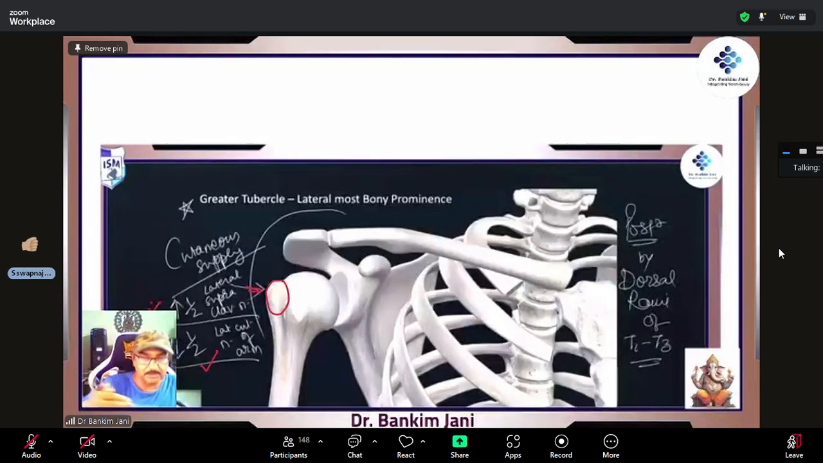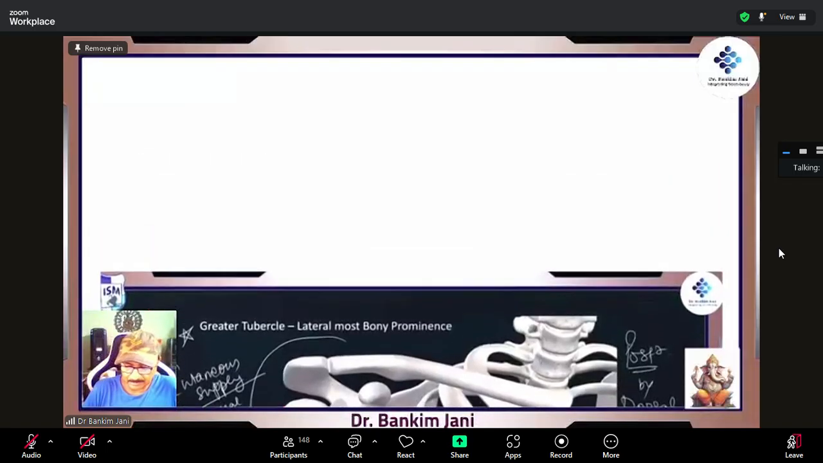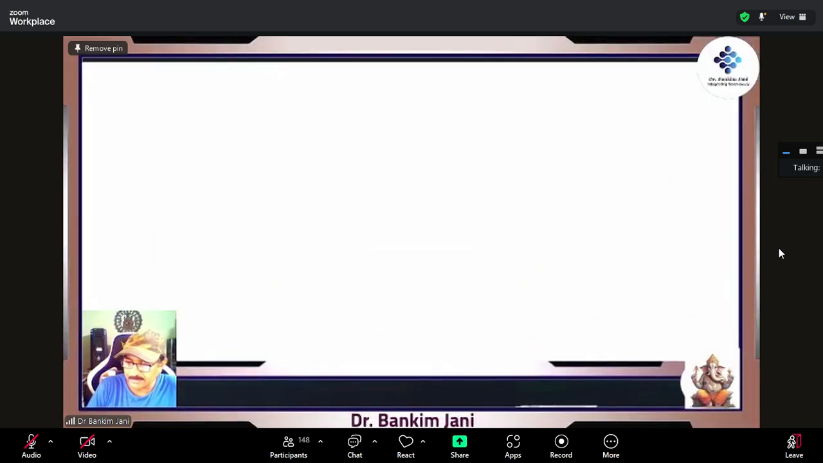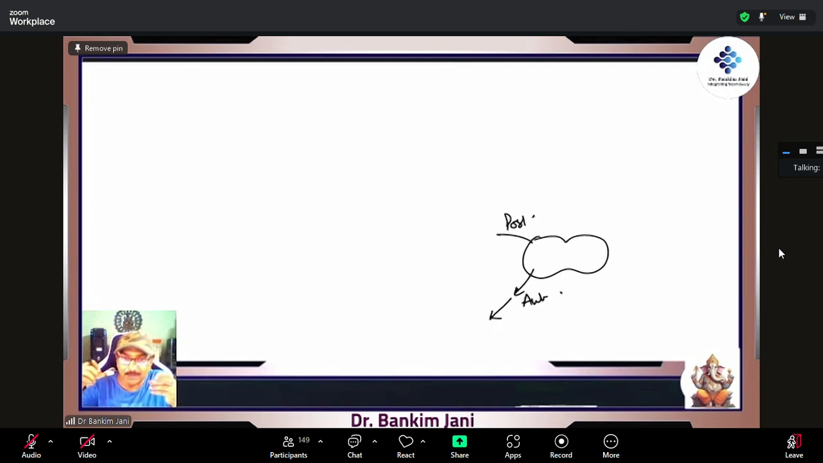The posterior part, this back part, is supplied by the dorsal rami of T1 to T3. Dorsal rami, what was that, right? Here is a spinal cord, right? And we talked about two things. There was a posterior horn, there was an anterior horn. From the anterior, what was coming out? Motor supply, right? Motor. Yes, motor.